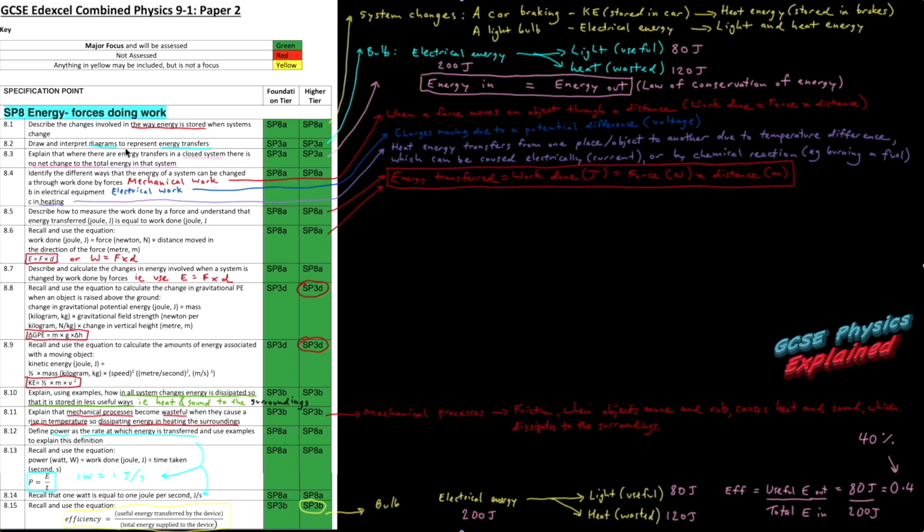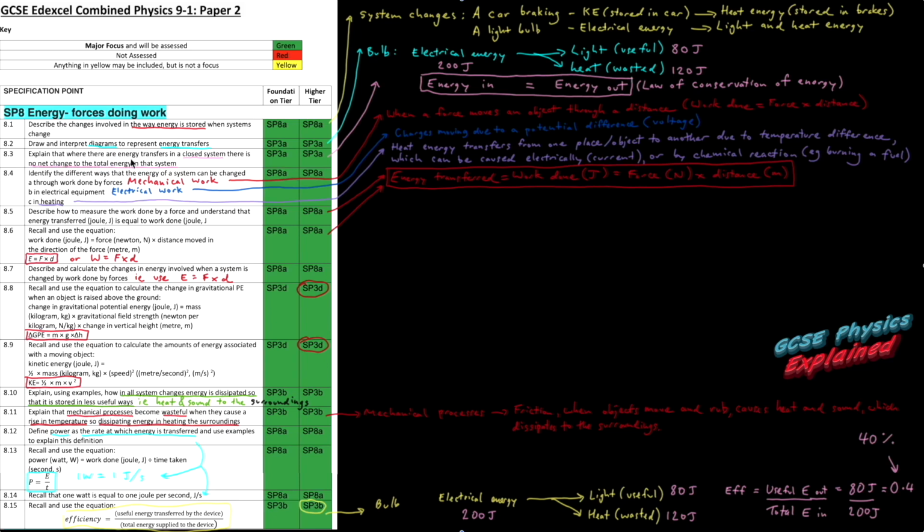Draw and interpret diagrams to represent energy transfers. So an energy transfer diagram, for example, for a bulb would be electrical energy going in and it's getting converted into light, useful energy, and heat, which is wasted energy.